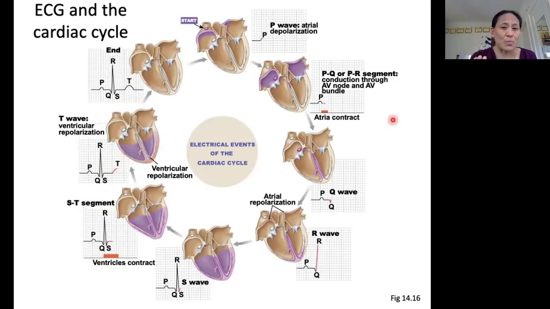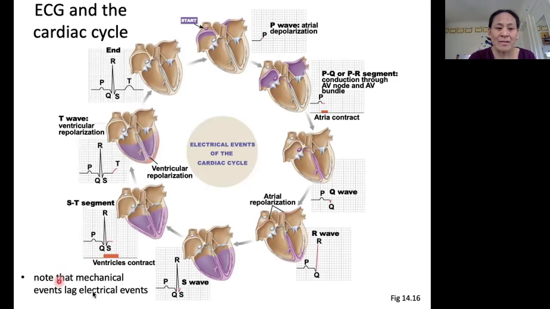So hopefully this gives you an idea of how that traveling of the electrical signal through the heart lines up with the EKG. I also just want to, again, emphasize this concept that the mechanical events are going to lag the electrical events, right? So we get depolarization of the atria first, and then we get contraction of the atria. We get depolarization of the ventricles first, and then we get contraction of the ventricles, okay?